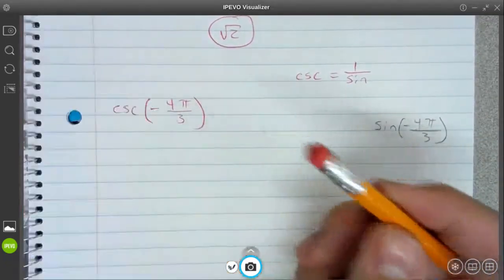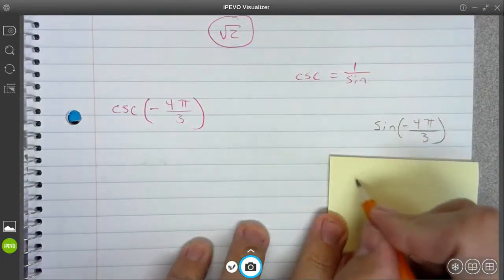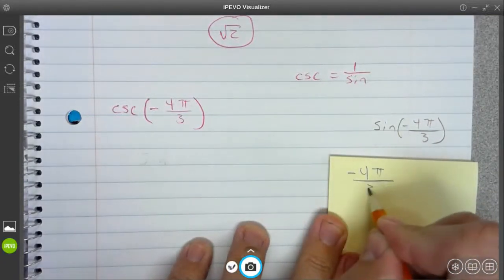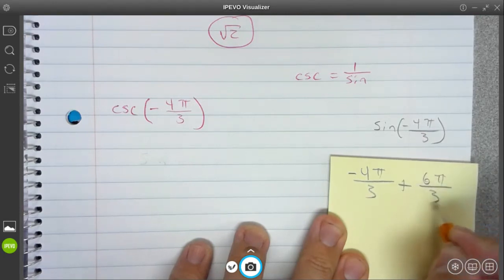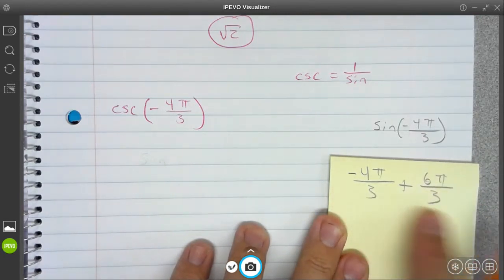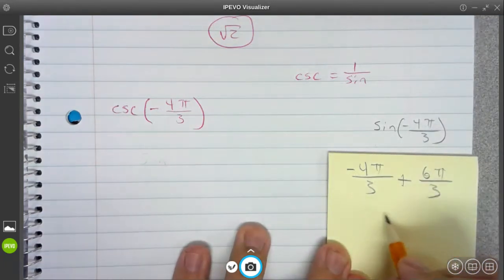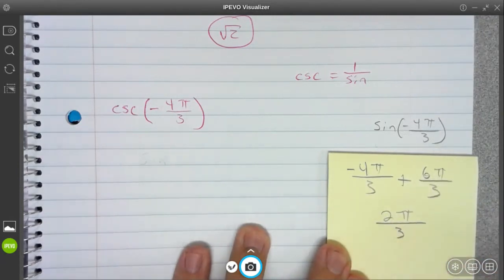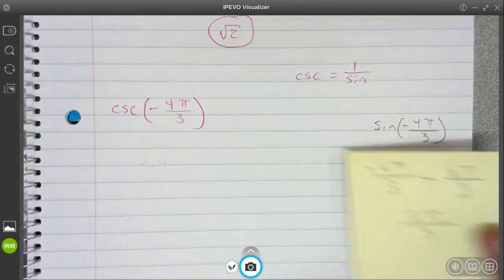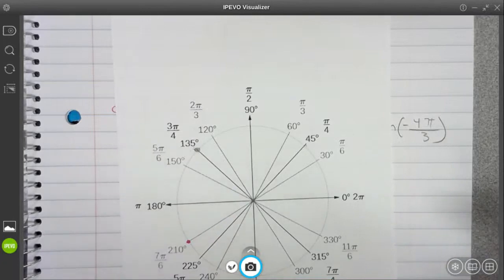So if I wanted to, I could make this angle positive by adding a 2 pi to it. I could take negative 4 pi over 3 and add 2 pi to it, which is 6 pi over 3. That's going to tell me where I'm at on my unit circle, actually. What's that going to give me? Negative 4 plus 6 is 2. So I know I'm actually going to be at 2 pi over 3. That's where I'm at. That's one way you could do it.